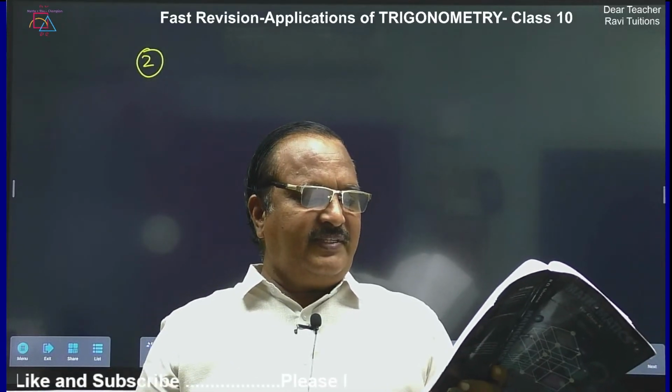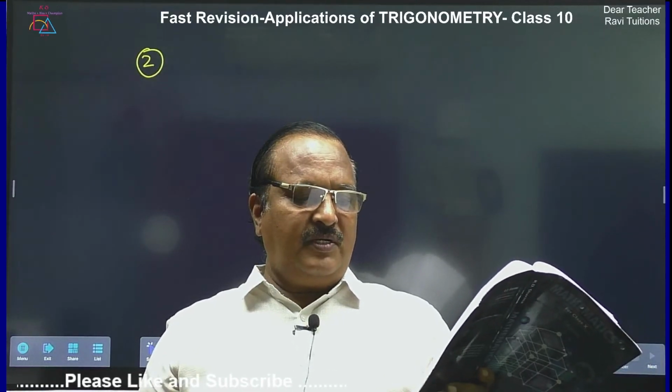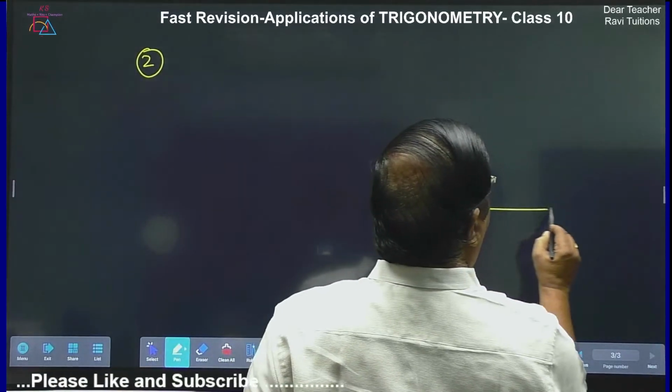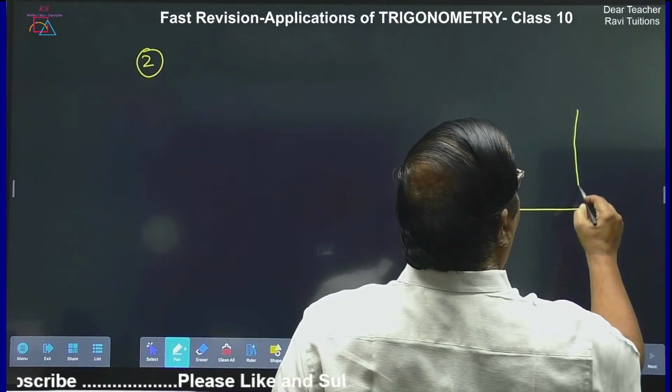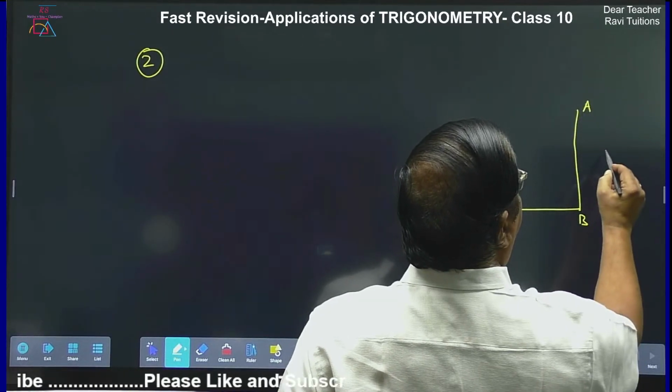The vertical tower stands on horizontal plane. This is the first phrase: the vertical tower stands on horizontal plane. So you draw horizontal plane and you draw vertical tower. So name it, AB is vertical tower.